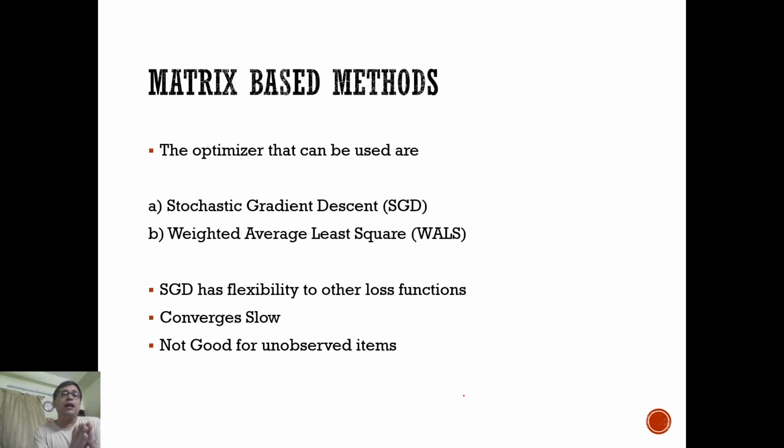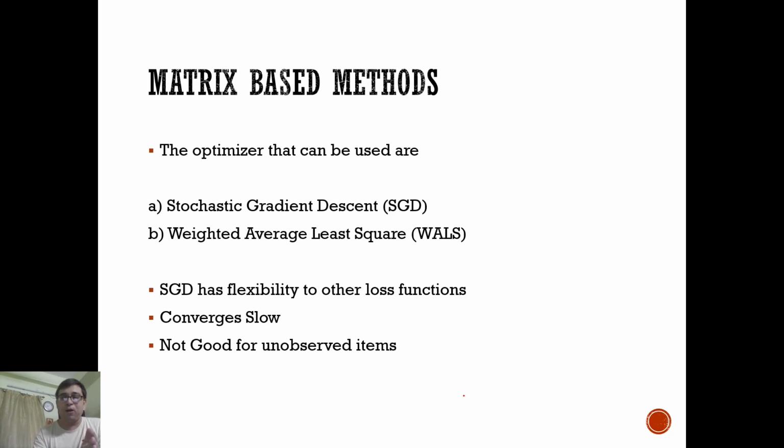Now, like all machine learning problems, we can solve it using stochastic gradient descent. And there is a particular type of optimization algorithm called weighted alternating least squares, or WALS, which can be used for finding these sub matrices. SGD has the flexibility, so it can cater to many loss functions. However, it has slow convergence and is not good for unobserved items.